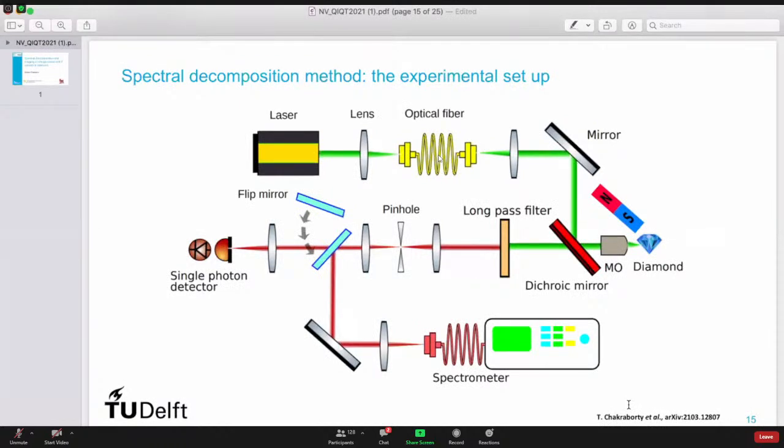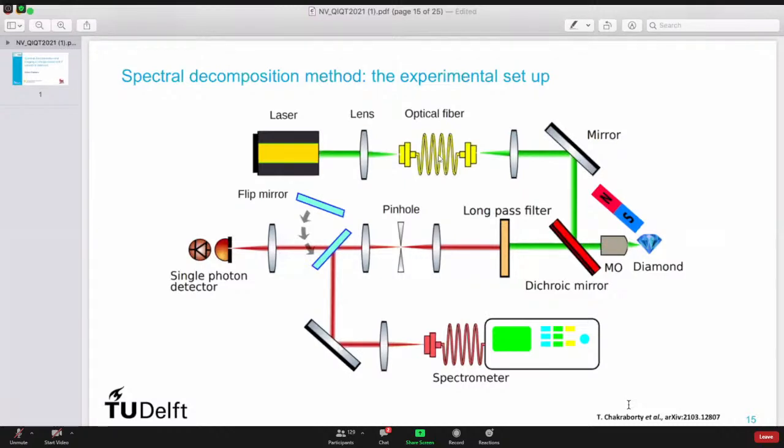This is the confocal setup, which I already showed, so I will just quickly go through it. We have a green laser. Then there is a lens which focuses onto an optical fiber. From the optical fiber, we have a divergent beam, which is collimated using a lens. Then it passes through a dichroic mirror, which reflects the green light, and then it goes through a microscope objective, which focuses the light onto the diamond sample, onto the NV centers which we want to measure.